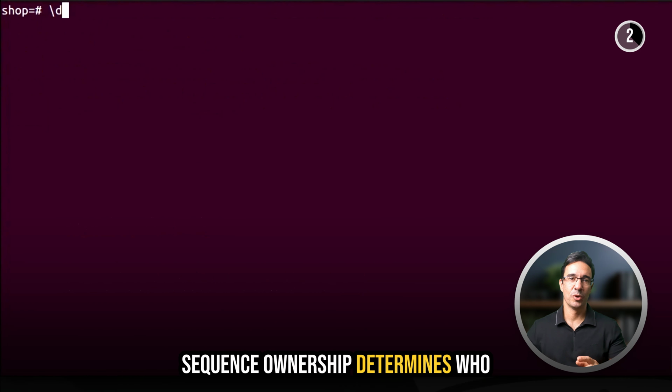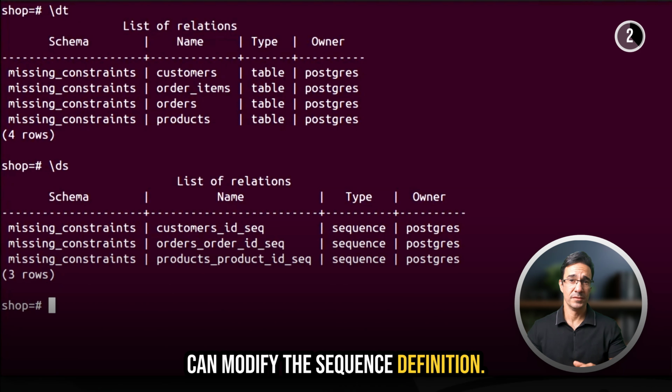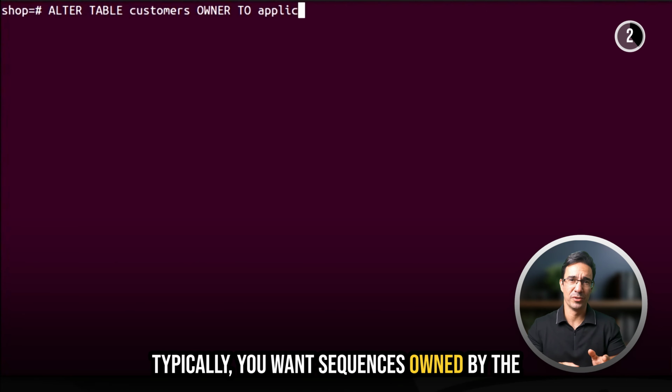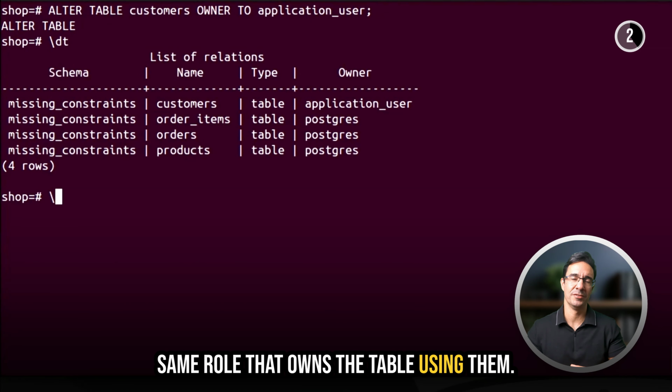Sequence ownership determines who can modify the sequence definition. Typically, you want sequences owned by the same role that owns the table using them.